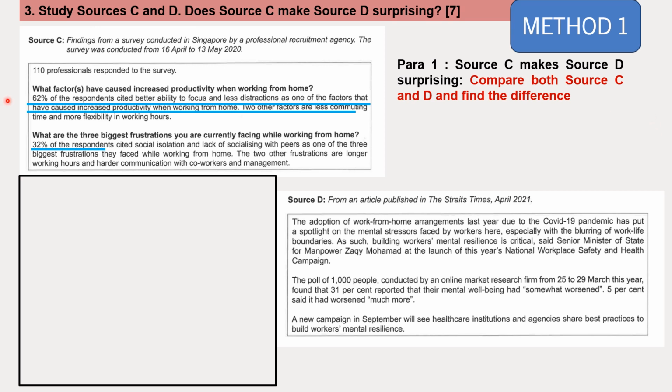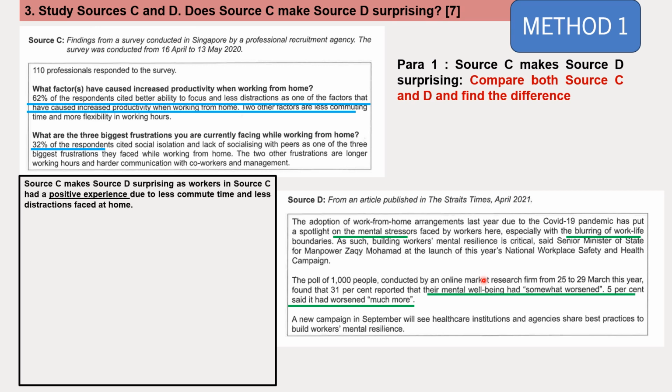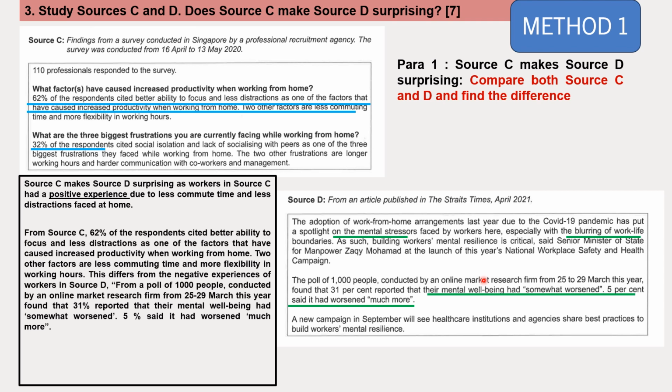There's more people, even though only 110 professionals responded, but out of this 110, 62% feels that working from home has been good. Whereas source D seems to show that working from home has contributed to a lot of negativity, mental stress. In fact, it has worsened. So I am looking at source C makes source D surprising because they are different. So answer it like that. They are surprising because source C has a more positive experience because of all these reasons. Quote from source C, quote from source D.